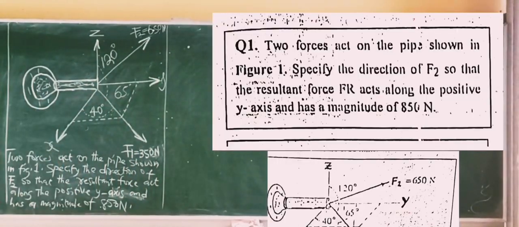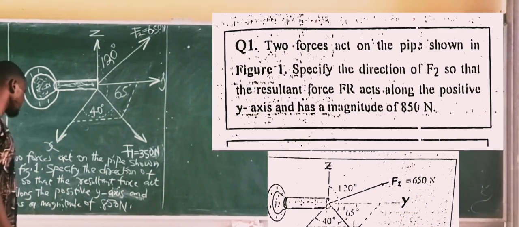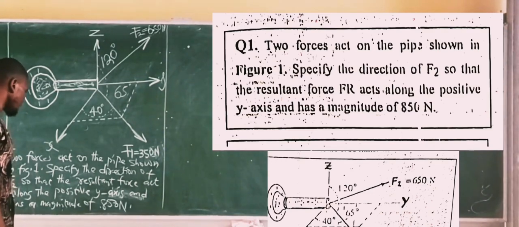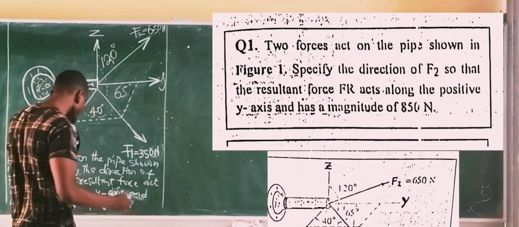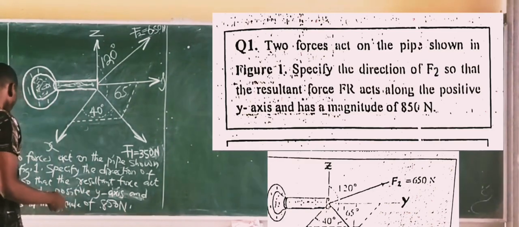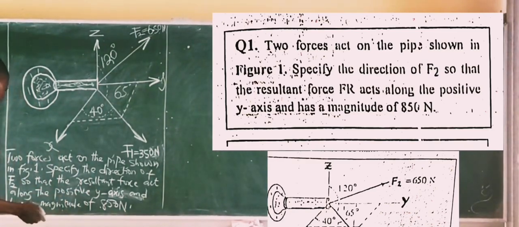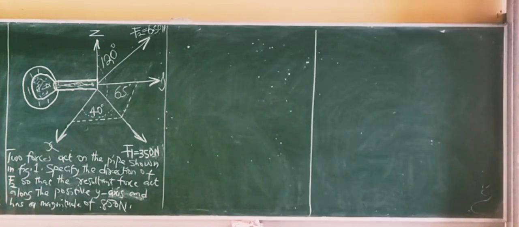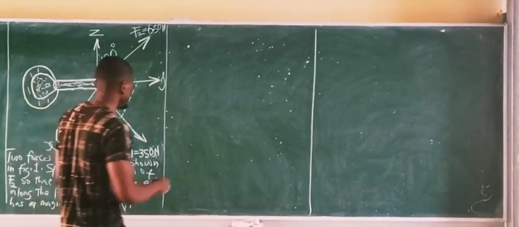So we have the equation which says two forces act on a pipe as shown in figure 1. Specify the direction of F2 so that the resultant force acts in a positive y direction and has a magnitude of 850 newtons. Okay, so the first thing to do is to outline the free body diagram for the figure.